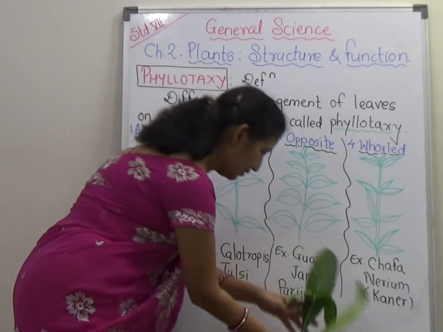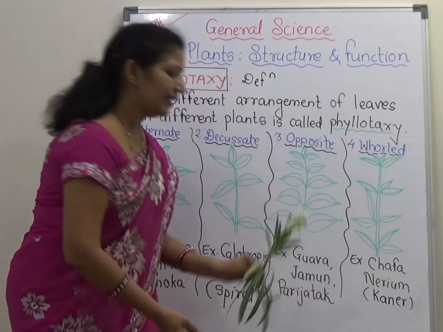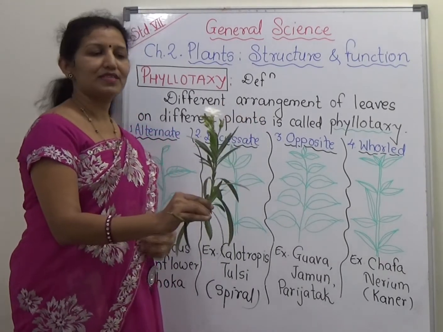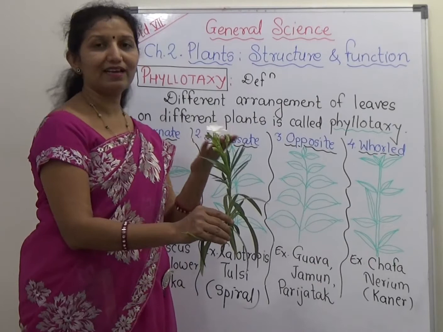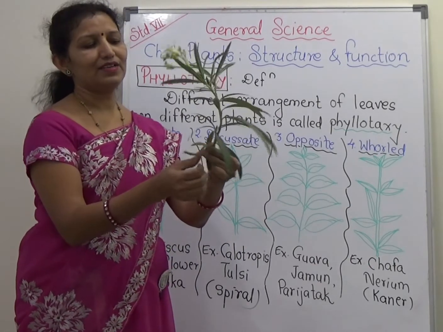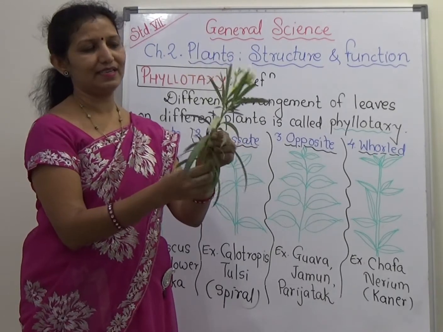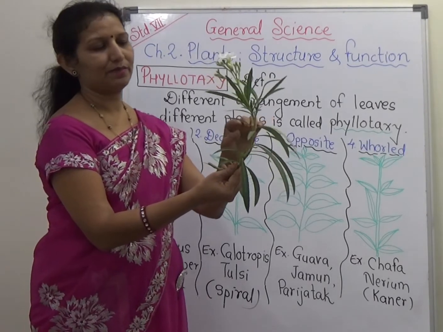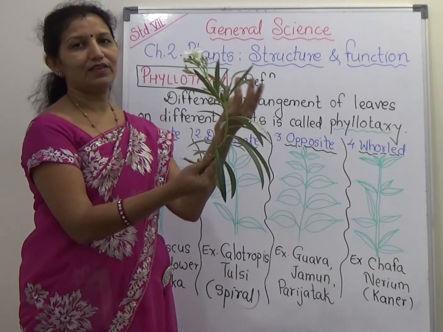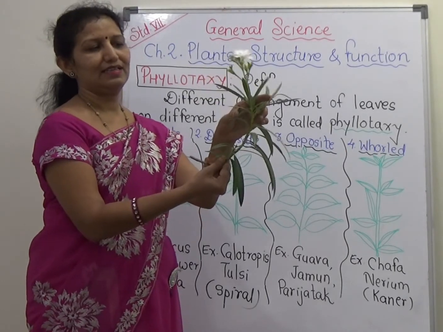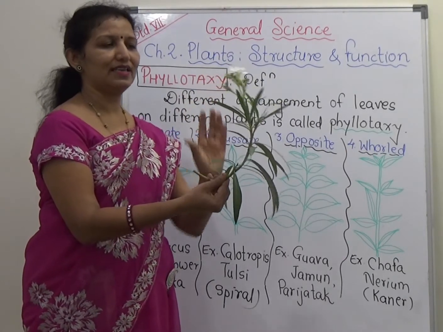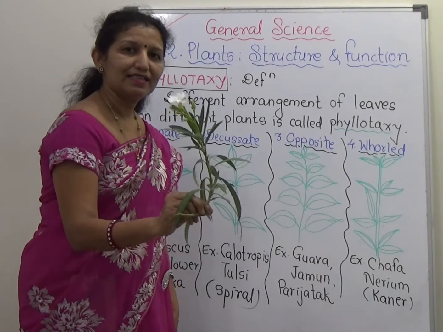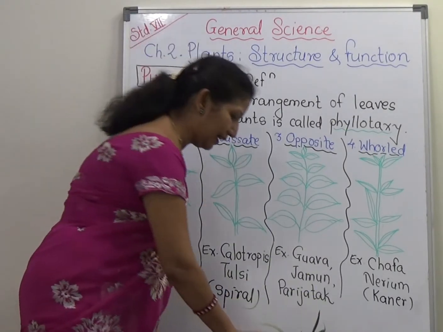Okay. Now, also Nerium. Nerium means Kaner. Kaner flowers are sometimes pink, in some plants they are white. This is white Kaner, and you can see the whorled phyllotaxy here. See, the leaves are arranged at the same node. There are 3 leaves and they are arranged at the same node in whorled phyllotaxy. See, there is a bunch of leaves arranged at the same node. In this way, this is the example of whorled phyllotaxy. This is Nerium or Kaner.